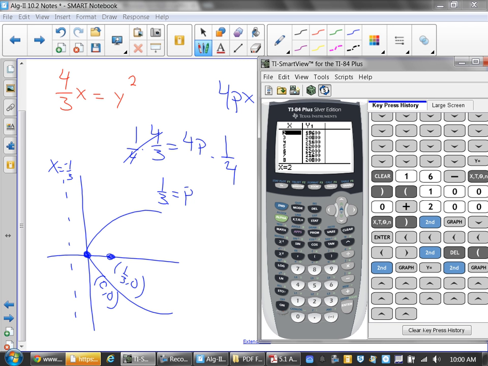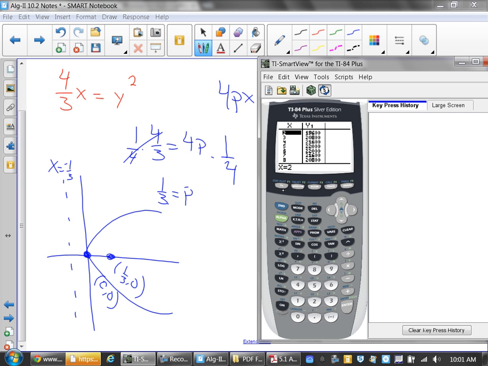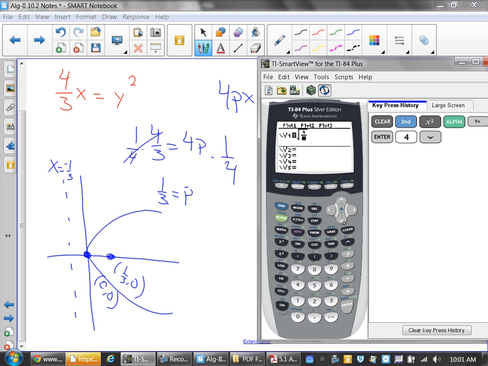Here's how I would type something into my calculator to find out some points. I go to my y equals. Our equation was 4/3 x equals y squared. Does everybody agree that if I wanted to get y by itself, all I have to do is take the square root? So here's what I do. I do square root of a fraction, y equals 4 over 3 x. I'm making it look exactly like the problem. And just hit graph, just so you get the idea of what it looks like.